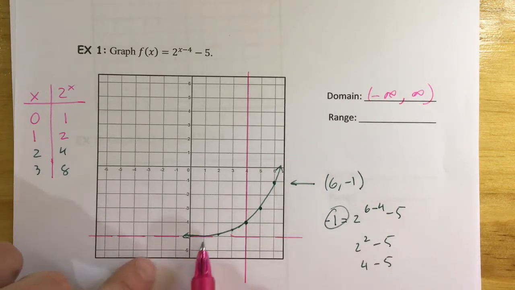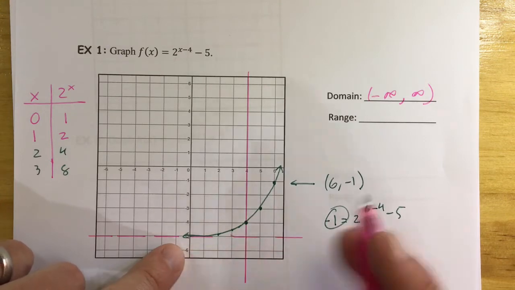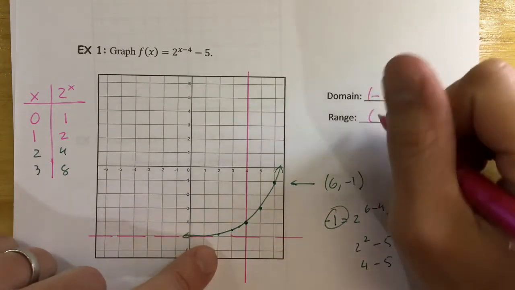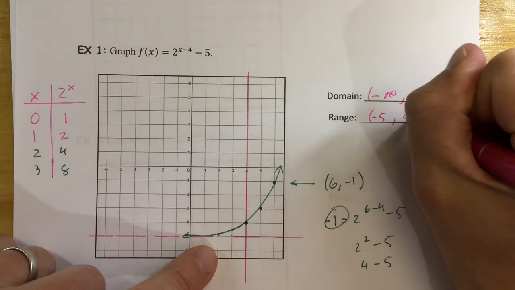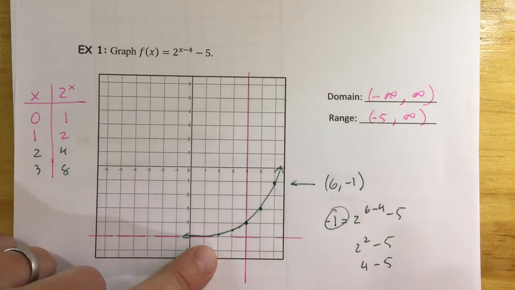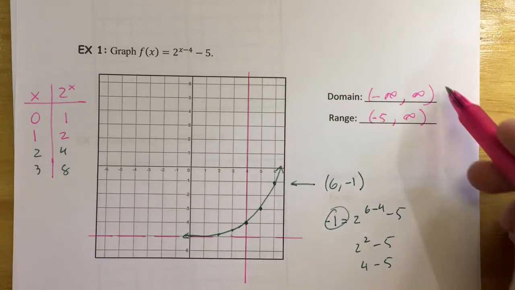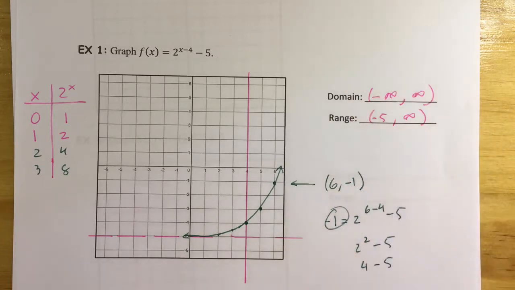Range. You're still going to be above that asymptote, so we're going to have an open interval at -5, and it's going to go up to infinity. So there's a lot of redundancy in what you're going to see for the domains and ranges.